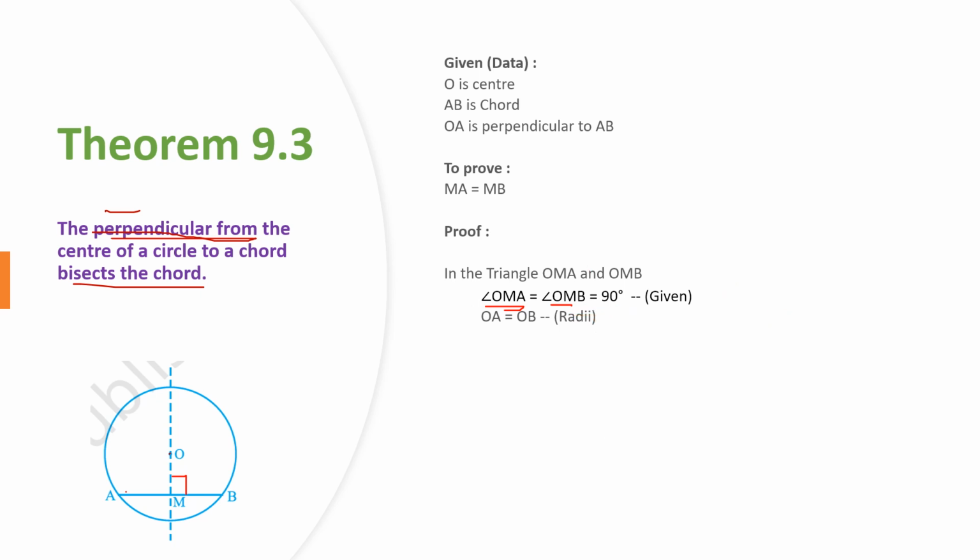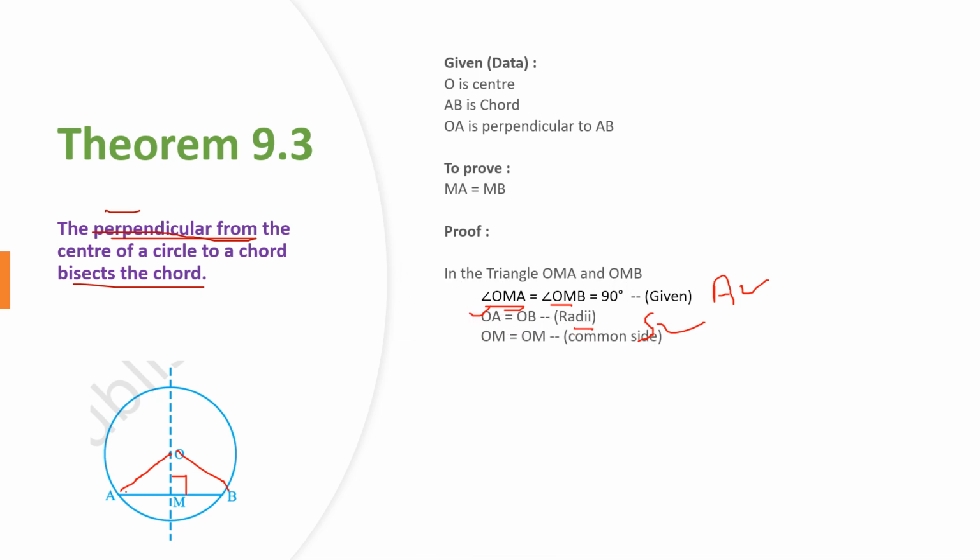What is next? OA is equal to OB. Why? See, OA is a radius, OB is a radius. Because both of them are radii, they should be equal. So we proved that one of the sides is also equal. The angle is proved, 90 degrees. The side is proved because it's a radius. Next.